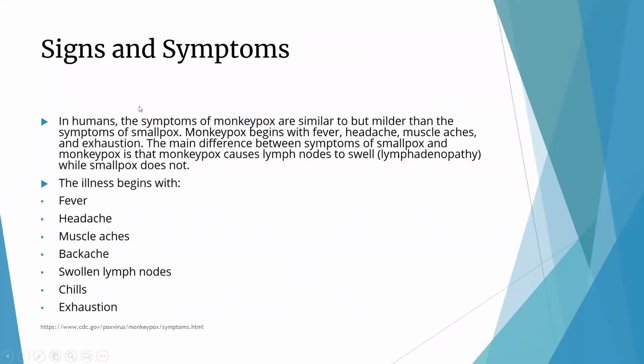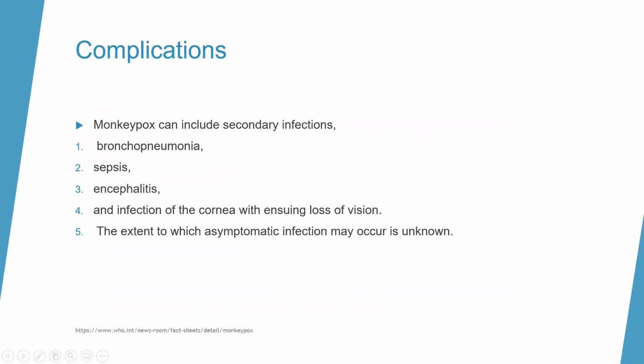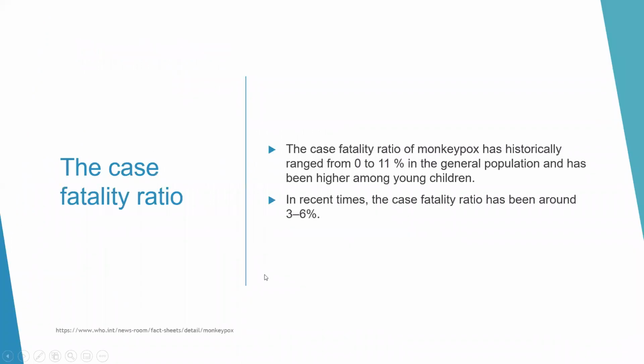Signs and symptoms include basically the fever, headache, muscle aches, backaches, and the lymphadenopathy that is distinguishing. There are also several complications that have been reported regarding these infections, with secondary infections like bronchopneumonia, sepsis, encephalitis, and corneal infections, and asymptomatic infections may occur, though to what extent is not known.